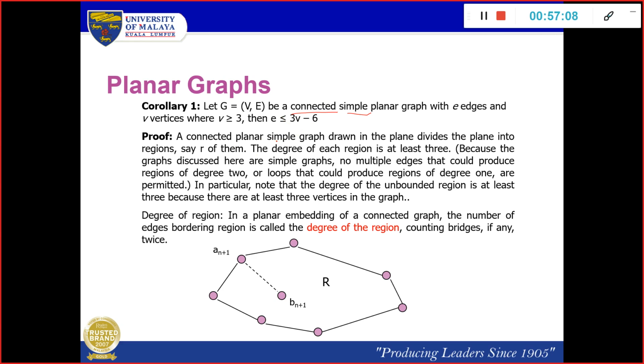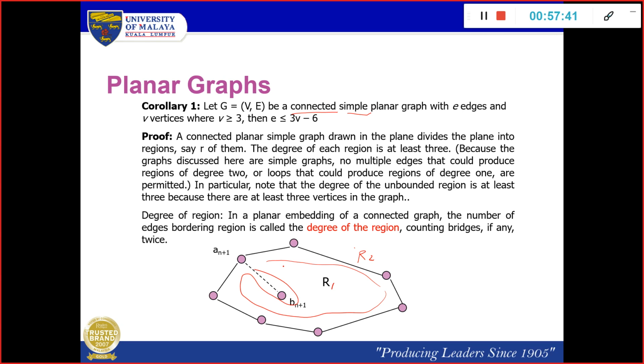The proof: a connected simple planar graph drawn in the plane divides the plane into regions, say R of them. Let's have a look at this example. This is region 1 and this is region 2. The degree of each region is at least 3. So the degree of a region is like this, the degree of each region, this one is 1.